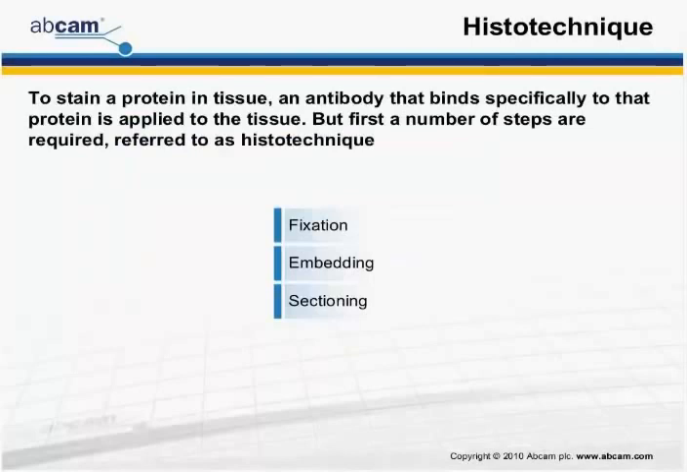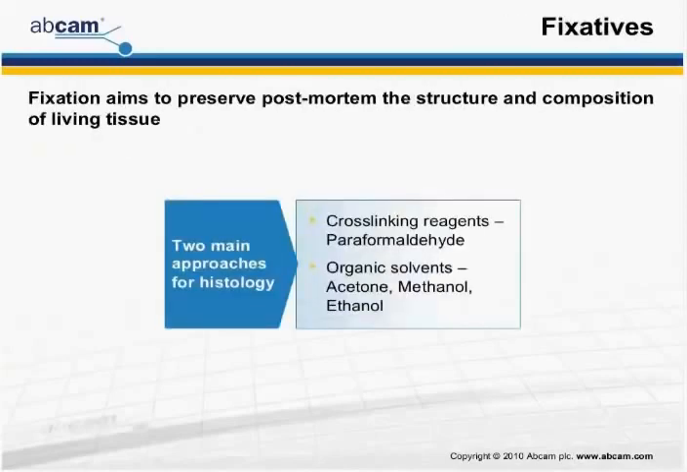So let's first begin with the sample preparation. Collectively, these steps are referred to as histotechnique. This includes fixation, embedding, and sectioning. Now I'll begin with fixation. The point of fixation is to preserve post-mortem structure and composition of a living tissue. And there are two main approaches. One can use a cross-linking reagent, such as paraformaldehyde, or an organic solvent, such as acetone, methanol, or ethanol.